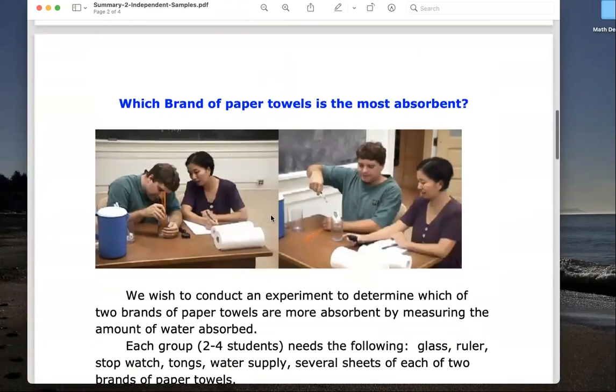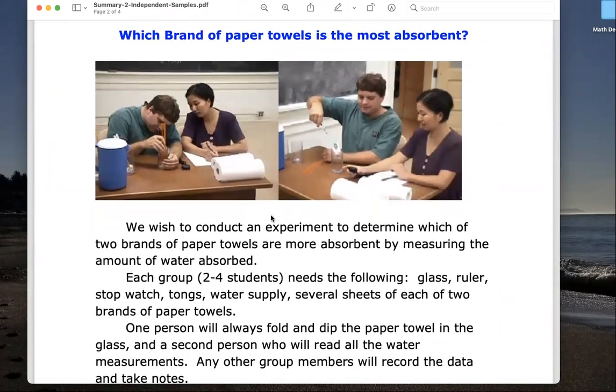So let's scroll down. So imagine walking into the classroom and your professor has set up at each table how to do an analysis to see which brand of paper towels is indeed the best one.